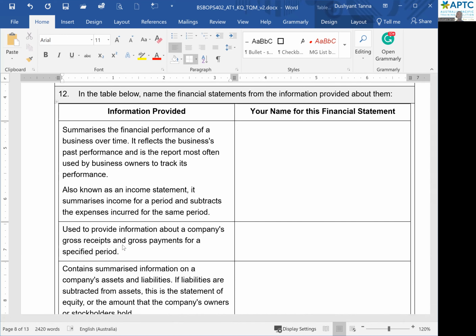Right. Next one: used to provide information about a company's gross receipts and gross payments for a specific period. Yes. Anyone?